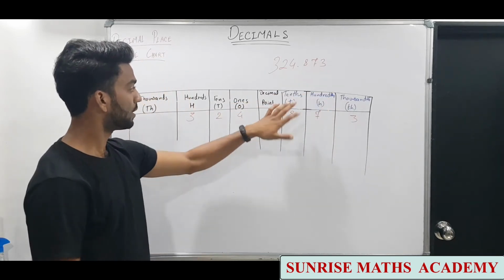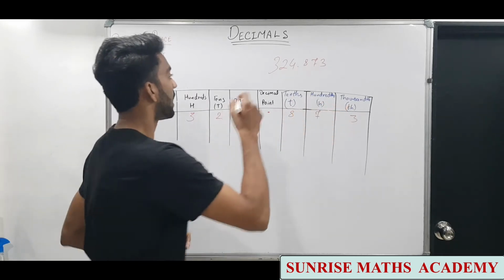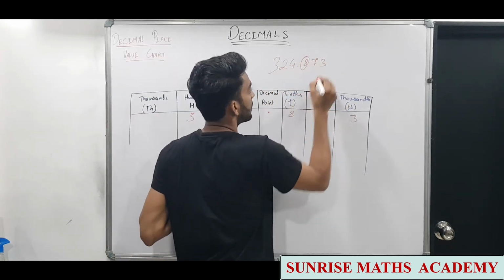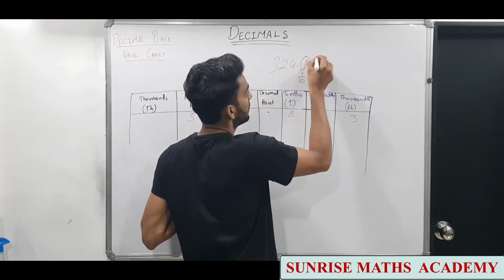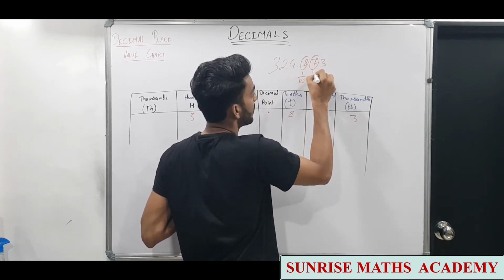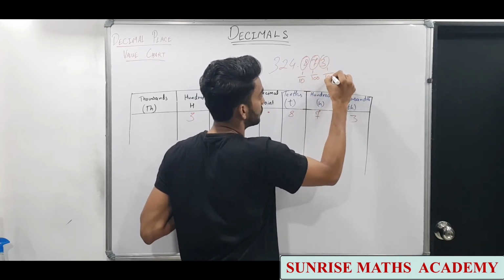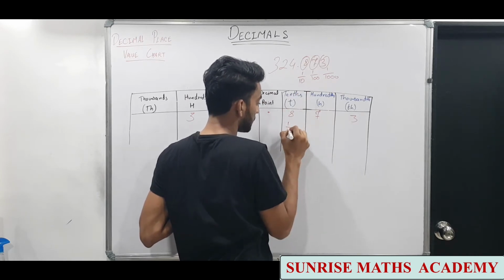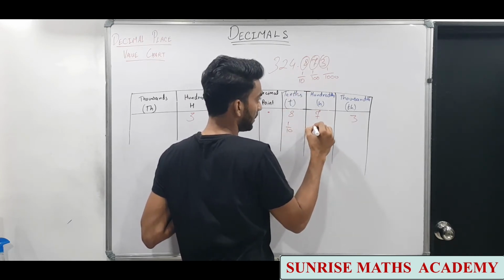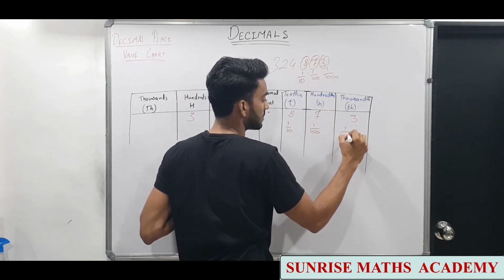Now, why are tenths, hundredths, and thousandths called this? This is 1 upon 10, where 10 parts are made. This is 1 upon 100, and this is 1 upon 1000. And therefore we are writing it like this: tenths place, hundredths place, and thousandths place.